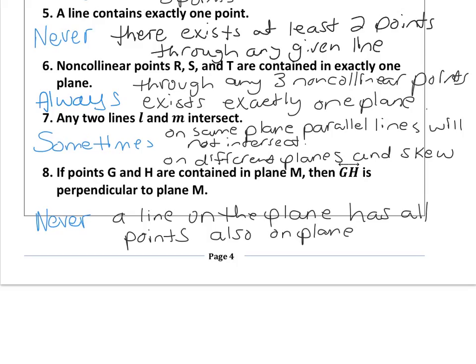In order to be perpendicular, a line would be going straight up and down at 90 degrees through that plane, and it would intersect at only one point, right as it's going through the plane. So that would have an intersection of one point, whereas a line on the plane has an intersection of the entire line. Okay, hope this helps. Thanks for listening.